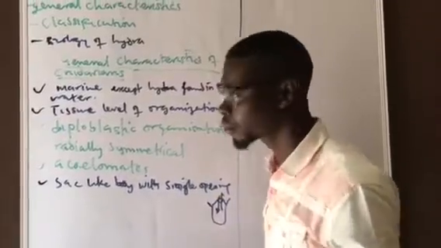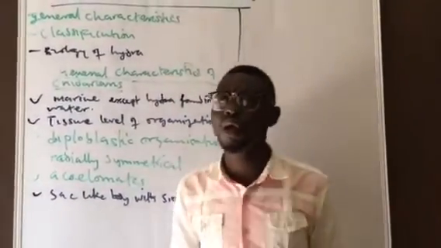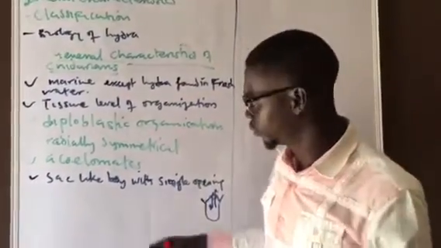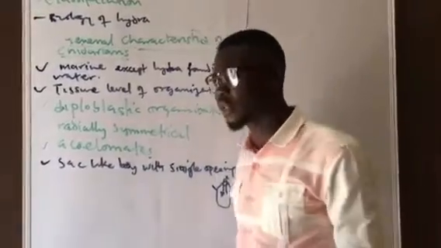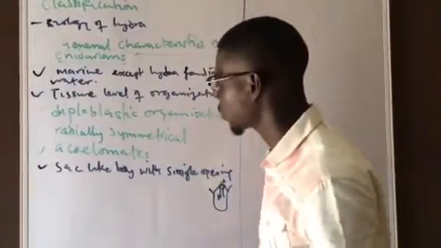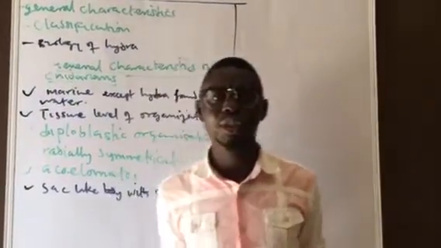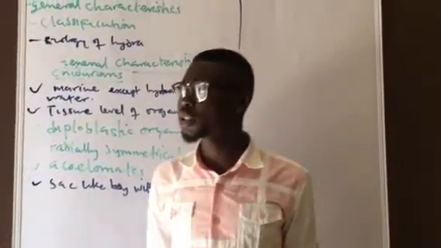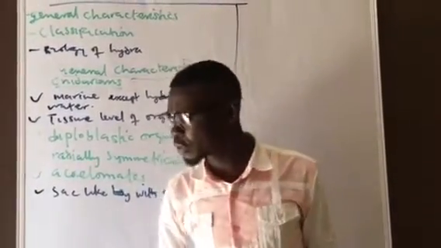They lack a respiratory system. They don't have a well-developed nervous system. They only possess nerve cells. They don't have a well-developed excretory system. No excretory system, no respiratory system.